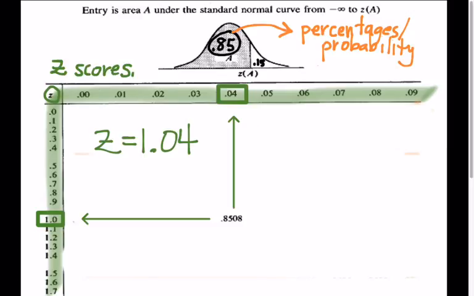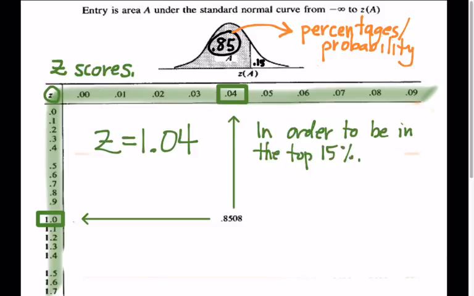What does the z-score tell us, by the way, about personal incomes? Can we put this into a sentence? I'll get you started on the sentence. In order to be in the top 15% of personal income, you must what? What does that 1.04 tell us?